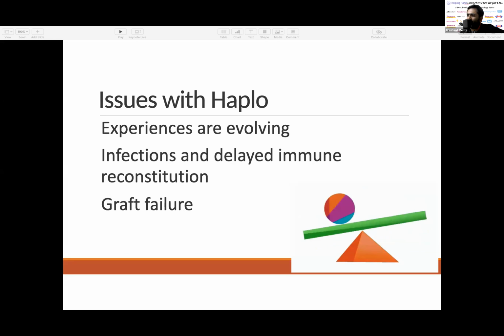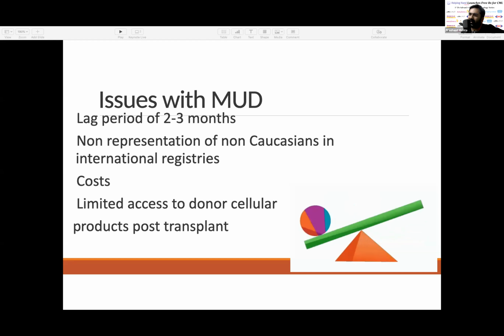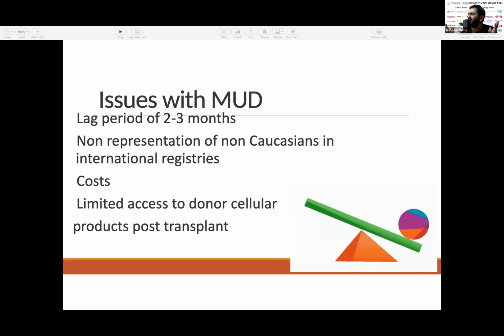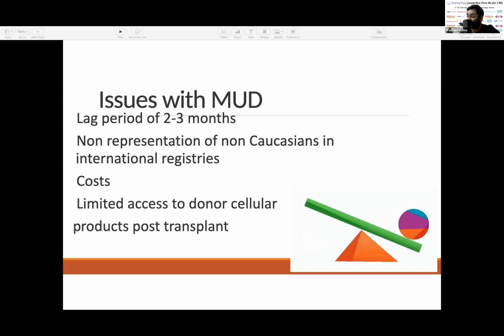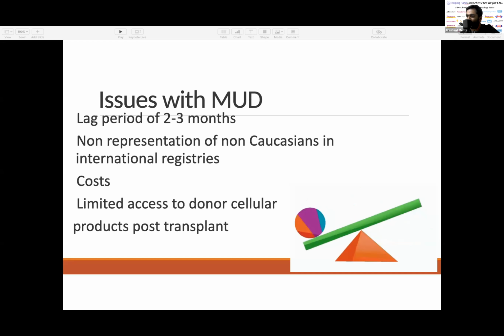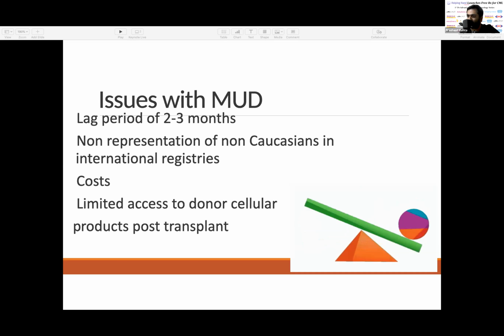But there are some issues probably. The experiences are evolving, and infections and delayed immune reconstitution are a problem. Some patients may have a graft failure, maybe about 5 to 10%. But there are certain issues with MUD as well. There is a lag period and logistic delay, and the registries don't have as many donors for Indian patients as for others. Cost is again an issue, and there's limited access to donor-derived cellular therapies after the transplant.